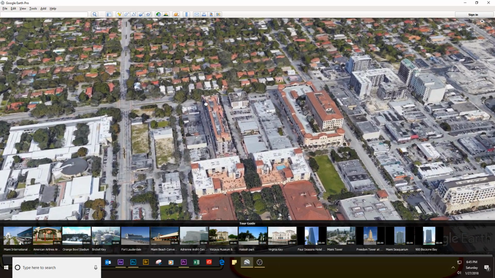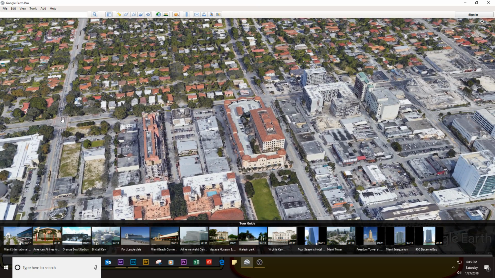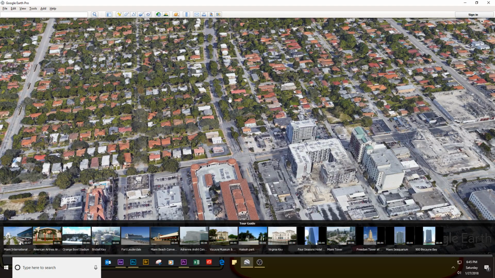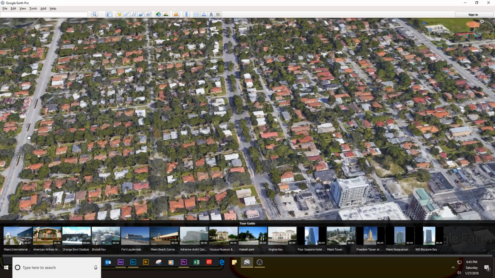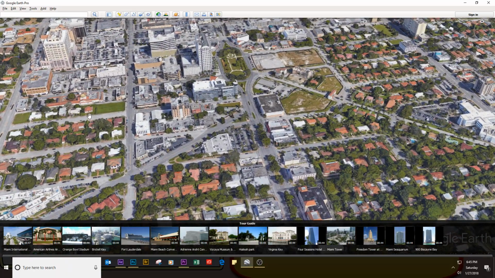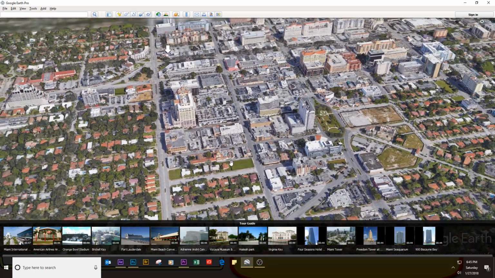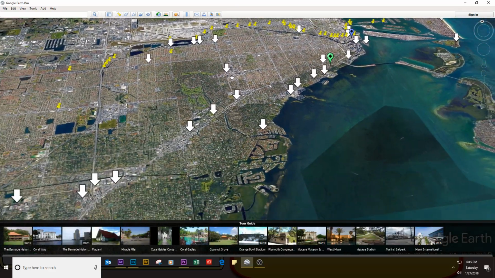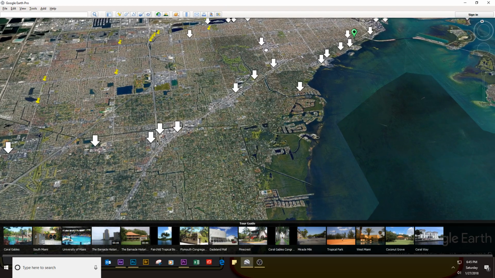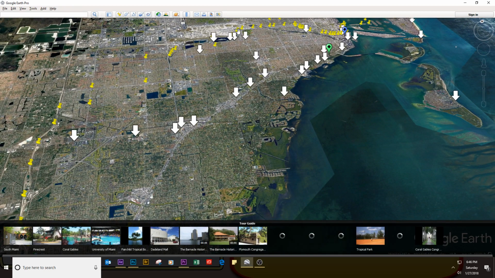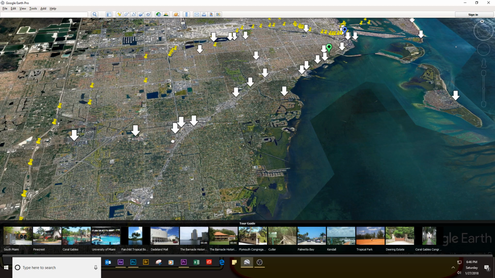Up Lejeune. This is 37th Avenue. This is 37 here. This is Ponce de Leon. This is Lejeune. You go up until you hit downtown Coral Gables. We've been through that. So let's zoom out of downtown Coral Gables. I guess you could say, okay, downtown inside of you. This is Northwest 7th Street, downtown Coral Gables, Dixie Highway.